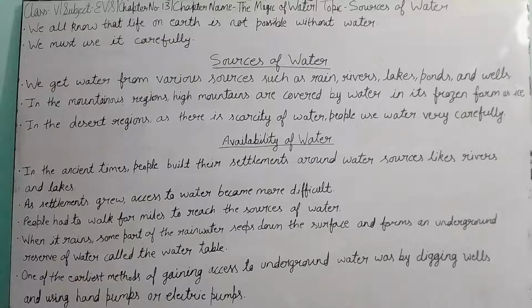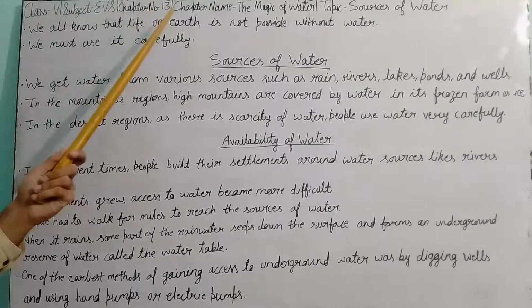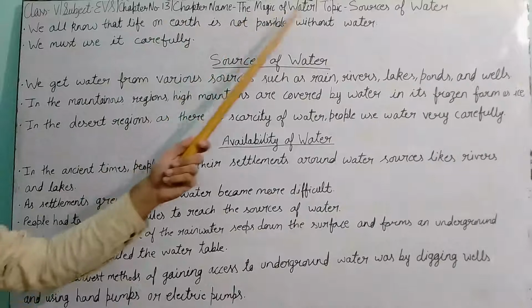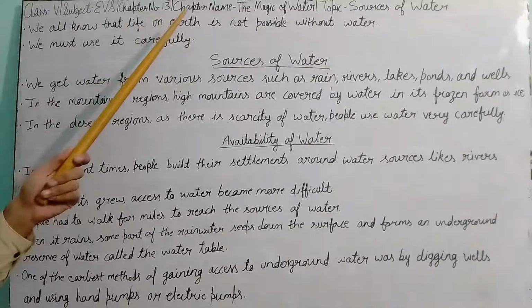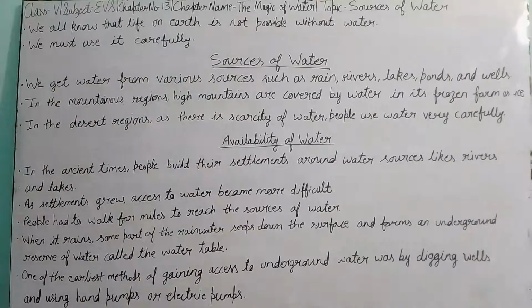Hello students, let's start. Class 5, Subject EVS, Chapter number 13. Chapter name: The Magic of Water. Topic: Sources of Water. Today we are going to start the new chapter, chapter number 13, The Magic of Water. And the topic is Sources of Water.